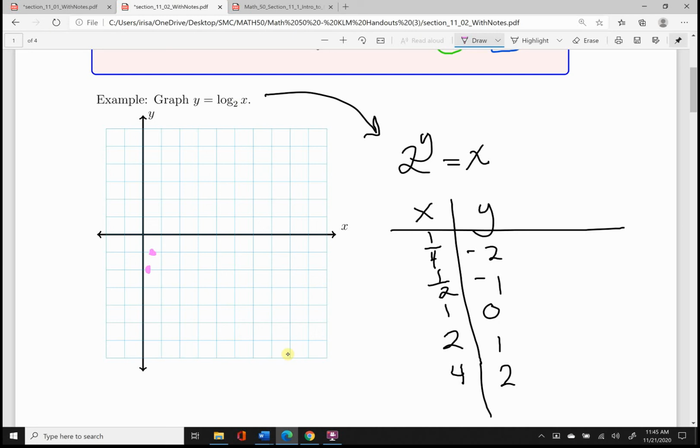And then 1, 0 is right here. 2, 1 is right there. And then 4, 2 is here. So you might notice that it has this kind of same exponential growth look, but it's on its side. And that's only right because we're going to think about this logarithmic stuff as just being the x's and the y's switched from its exponential counterpart. Because again, that's how function inverses work. Not that we're going to spend pretty much any time talking about function inverses.